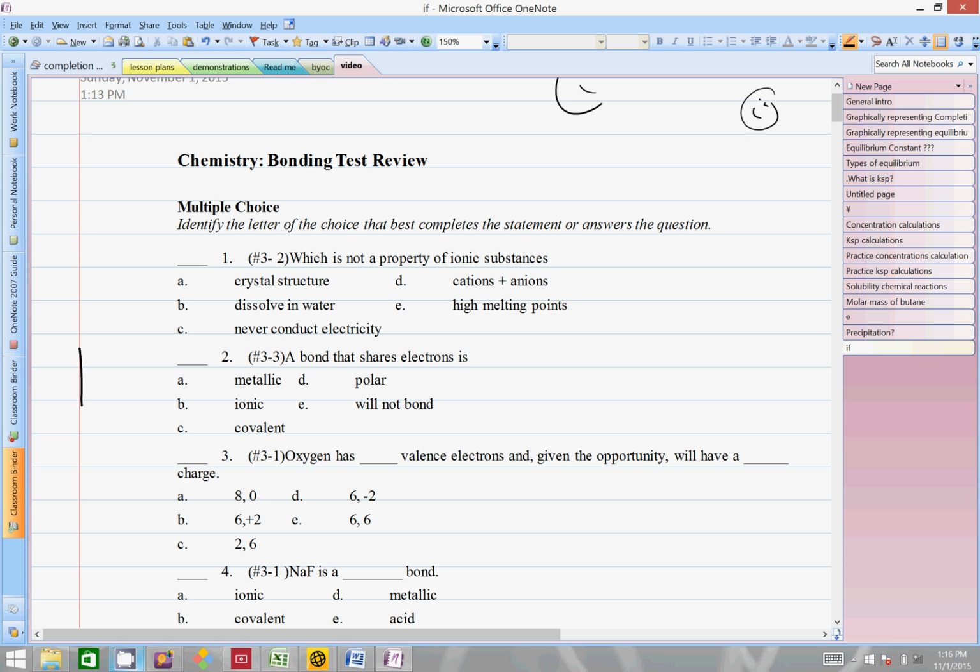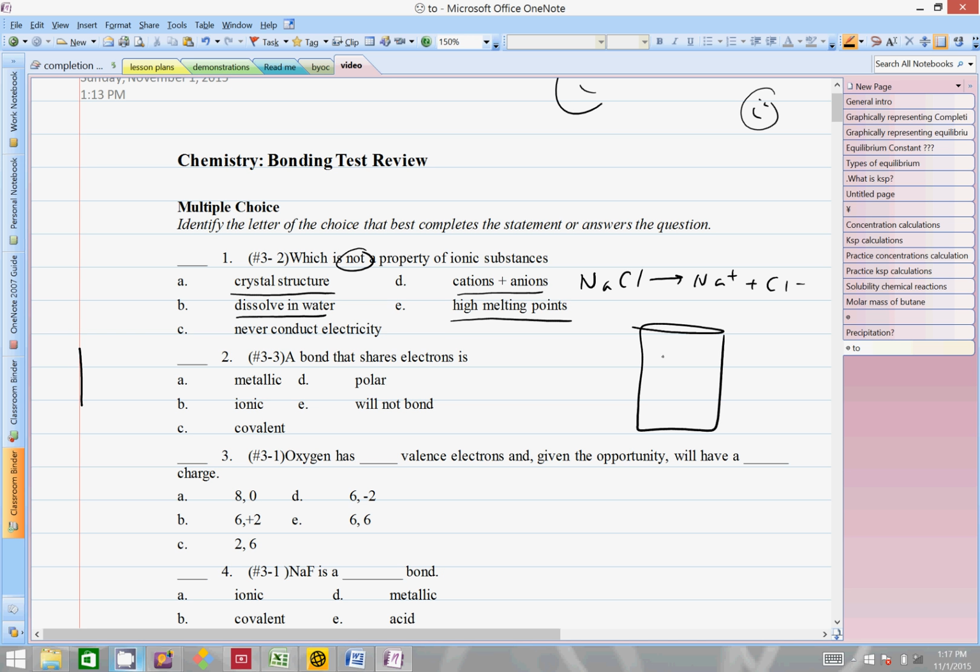Alright, so which property is not a property of an ionic compound? Cation, anion is good, high melting points, crystal structures of a bulk crystal, dissolves in water. Make sure that we know we can write out an ionic formula that dissolves like this. And of course you want to be able to draw a picture of it showing the cations and the anions, and if we need to include a water molecule, then we also did that as well.